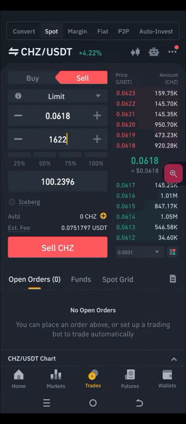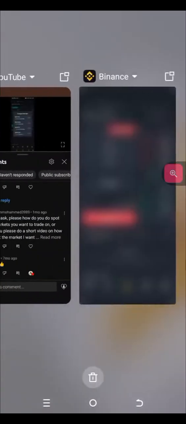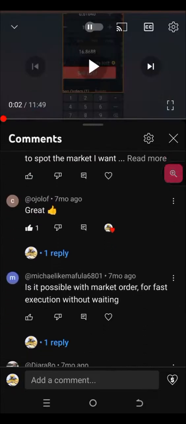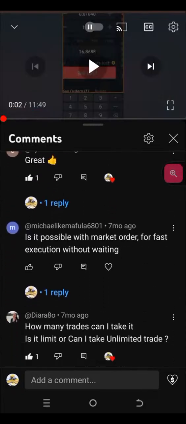All right, let's go back into our questions and see what else we need to answer. Good. So let's see. Is it possible with market order for fast execution? This question always comes up. Yes, it's possible, but you're not going to make money. If you want to get fast execution, you can do market order, but you are not going to make money. You will probably make a loss.